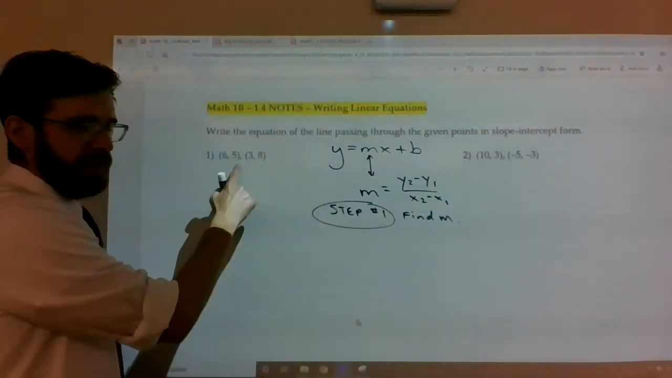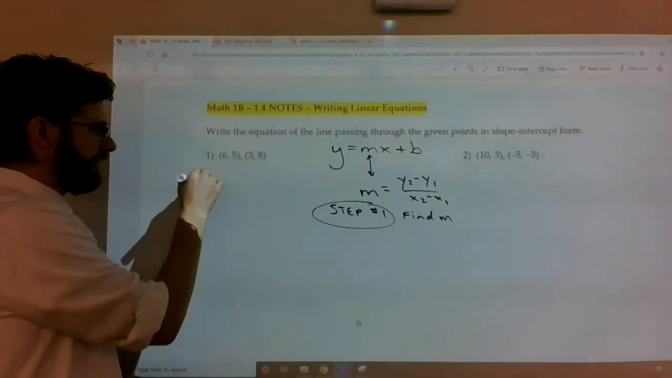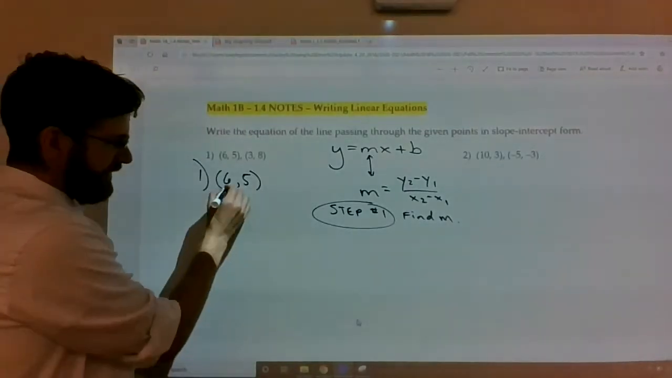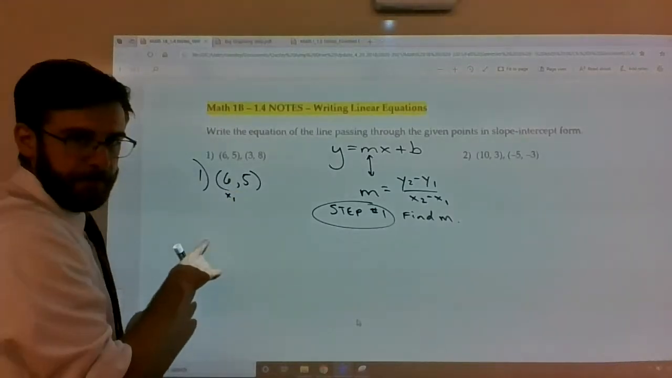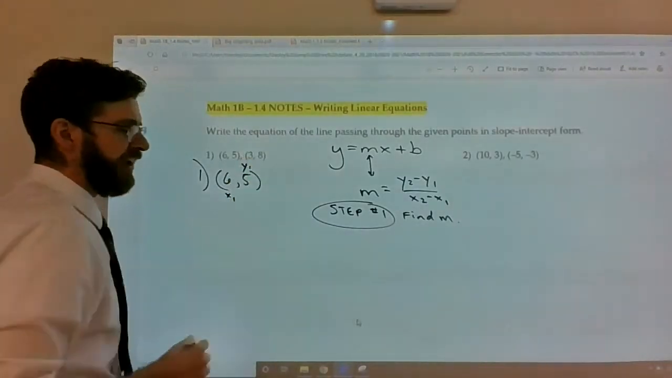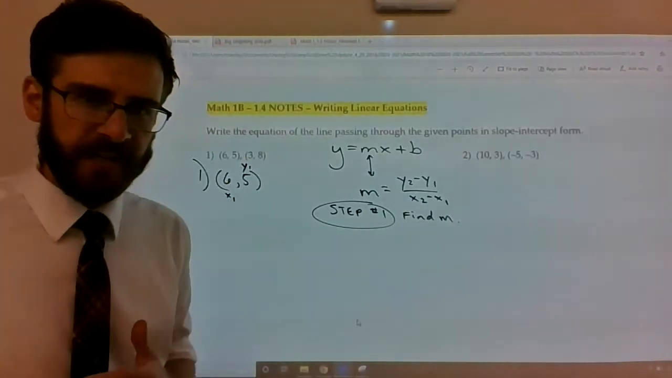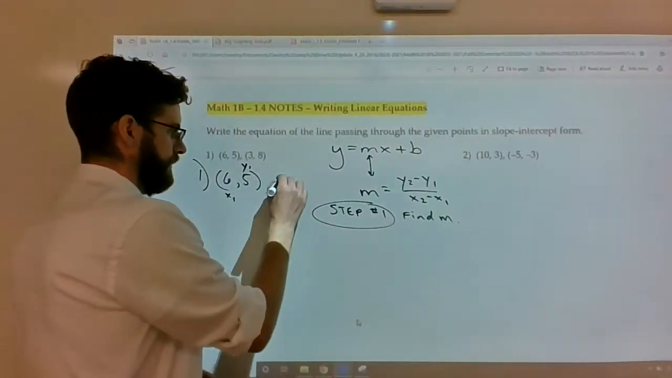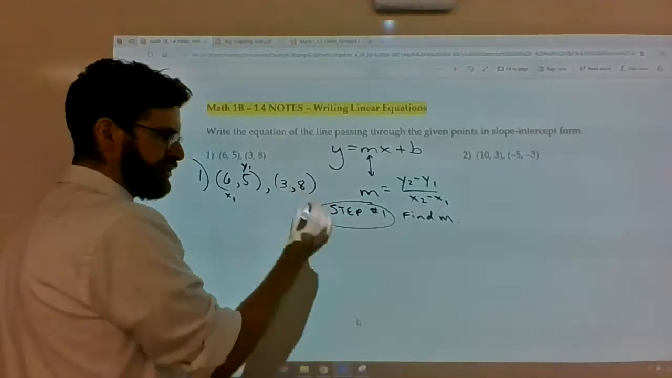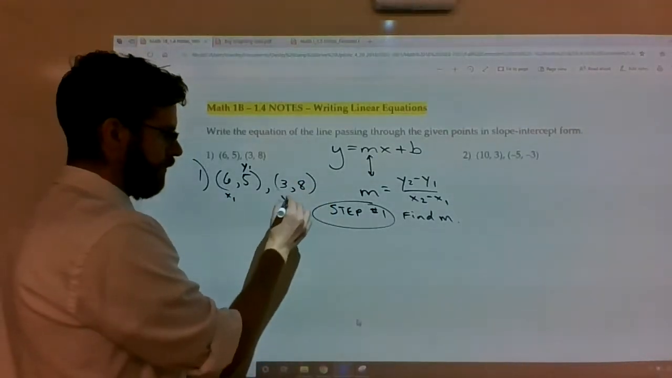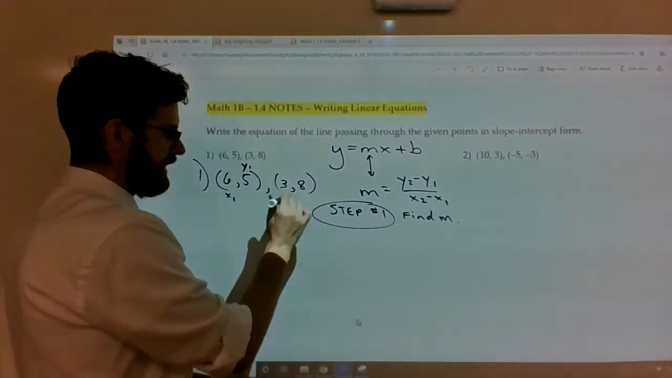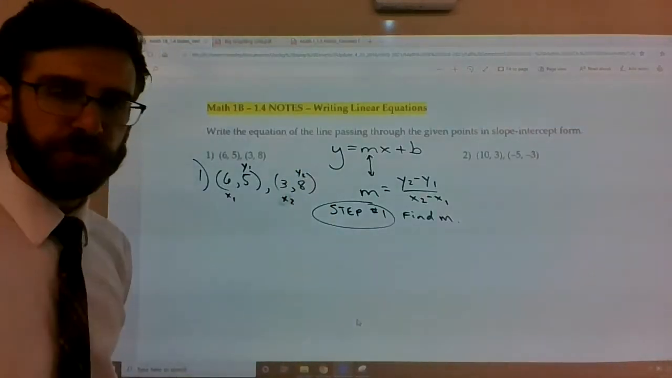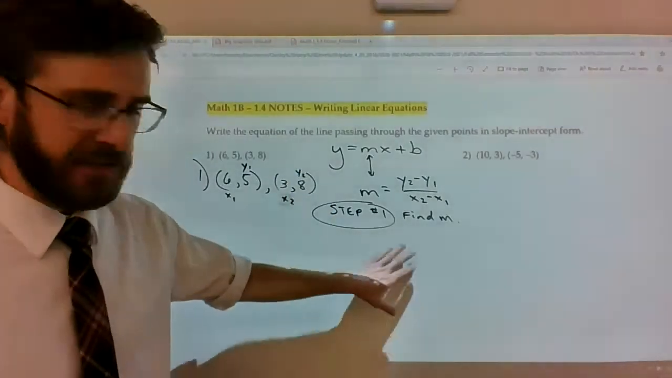So m is totally tied to these 2 points here. You've got 6 comma 5, which the x1 is 6 and the y1 is 5. Remember, the left coordinate is the x coordinate. The right coordinate is the y coordinate. And then 3, 8 is just another xy, x2, y2. Now this should do a pretty good job of guiding you for at least the slope portion.